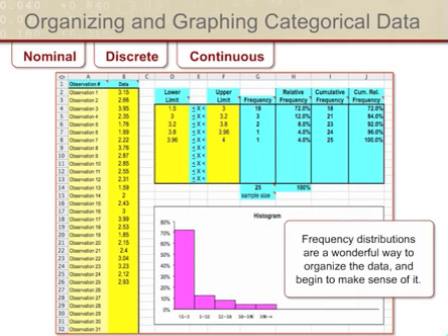Frequency distributions are a wonderful way to organize the data, to basically put this massive data set that's totally disorganized into buckets, groups, whatever, and then to begin to make sense of it. It really does help, because if you just saw hundreds and hundreds of observations in front of you, you wouldn't know where to begin. So that's a good first step to making sense of the data.